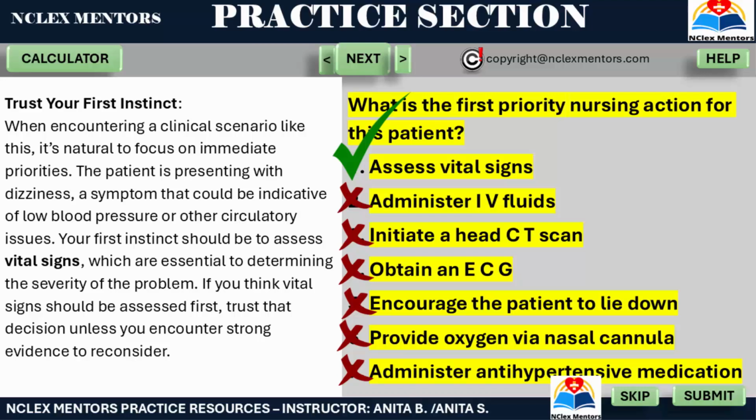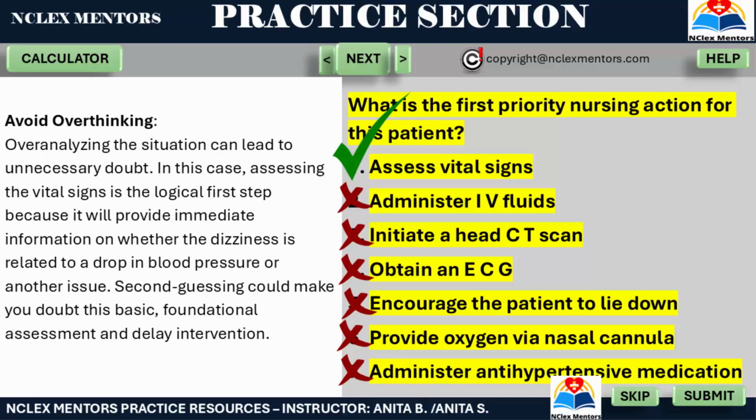Trust your first instinct. When encountering a clinical scenario like this, it's natural to focus on immediate priorities. The patient is presenting with dizziness, a symptom that could be indicative of low blood pressure or other circulatory issues. Your first instinct should be to assess vital signs, which are essential to determining the severity of the problem. If you think vital signs should be assessed first, trust that decision unless you encounter strong evidence to reconsider.